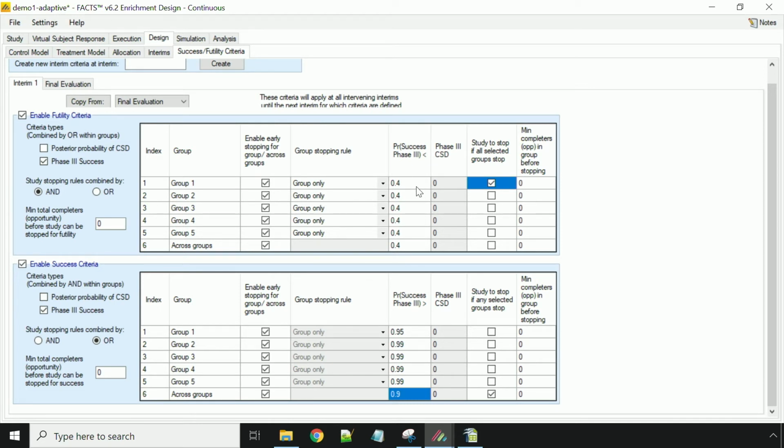And once again, we have some criteria for this. So we stop for futility for the across groups if the probability of success in phase 3 has dropped below 0.02, for group 1 if it's less than 0.05, and for the individual groups it's also less than 0.02. Now, we also need to put some caveats on this. We don't want these futility rules being applied too soon. So we're going to say we need at least 40 completing in group 1 for it to stop, and 20 in any of the smaller groups.